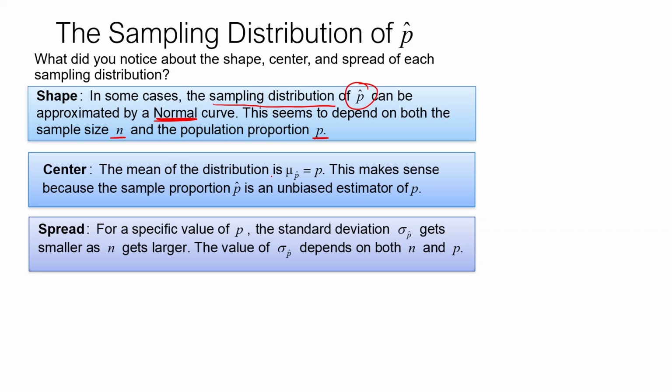The center of the sampling distribution, which is mu sub p hat, is equal to the center of the population. Those two seem to match each other. This makes sense because p hat should be an unbiased estimator.